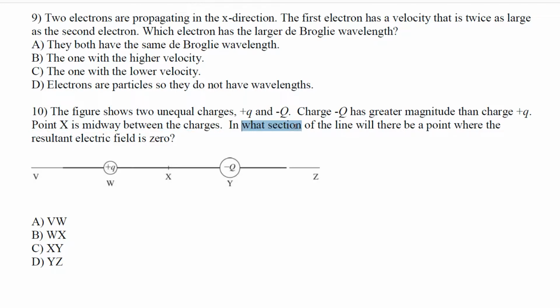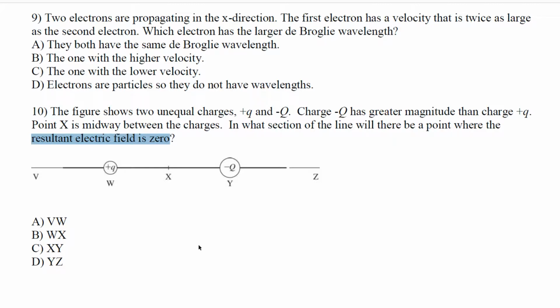In what section of the line, referencing this whole axis that spans from the left to the right, will there be a point where the resultant electric field is 0? This question deals with the electric fields of point charges. We have 2 point charges here, the positive and the negative charge. We have to remember the directions of those electric fields, because you can have 2 electric fields pointing in opposite directions, and that could be a reason for having 0 electric field.